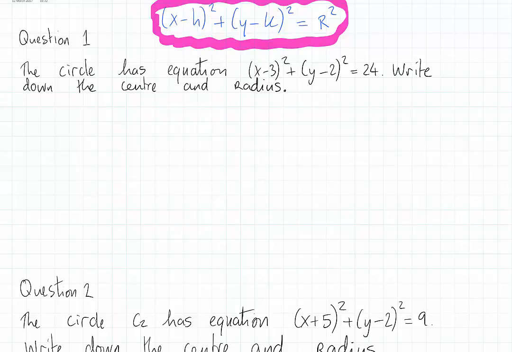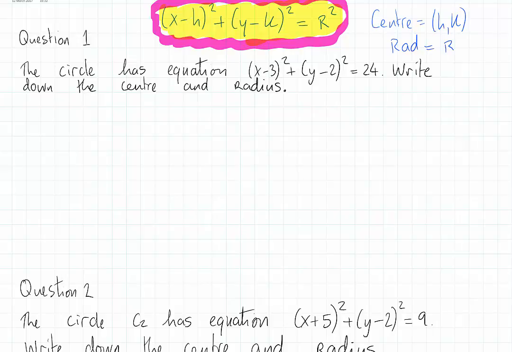Okay, so we're going to have a look today at the equation of the circle when it's in the standard form of (x minus h) squared plus (y minus k) squared is equal to r squared. Now what's important about this form is that when the equation of the circle is in this form, the centre is equal to (h, k) and the radius is equal to r.